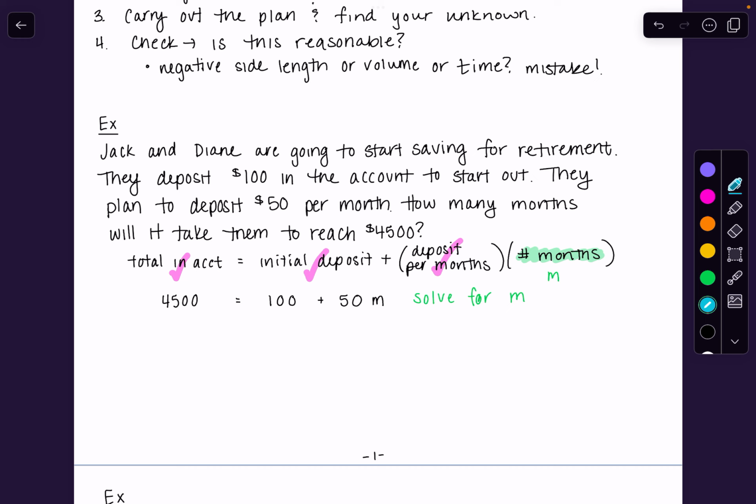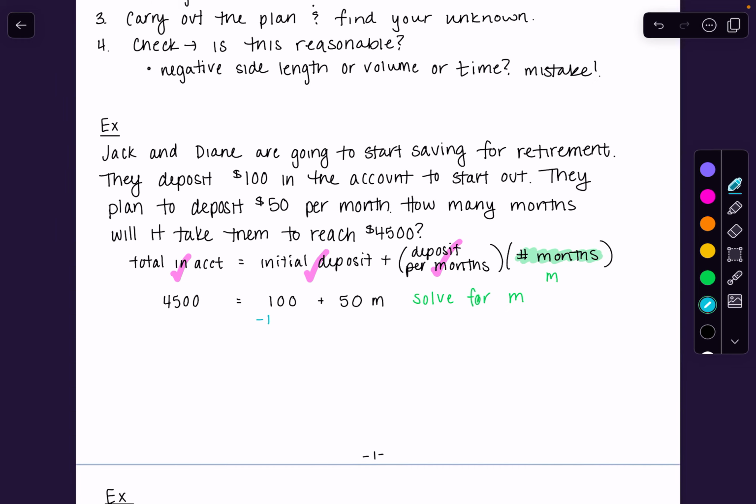Okay. So using our tools, I've got to isolate the variable. I need to move this constant to the other side to get the thing involving m on its own. So these two are going to cancel. And then 4,500 minus 100 is $4,400. And on the right-hand side, we have 50m.